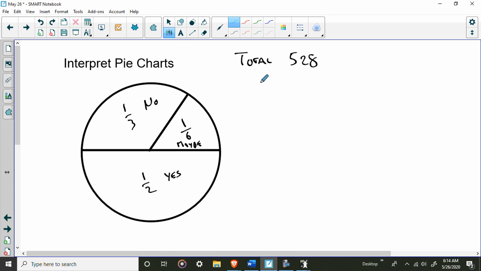All we need to do is take these and multiply them. What's 1/2 of 528? What's 1/3 of 528? Of means multiply. What's 1/6 of 528? Well, 1/2 of 528 is 264.